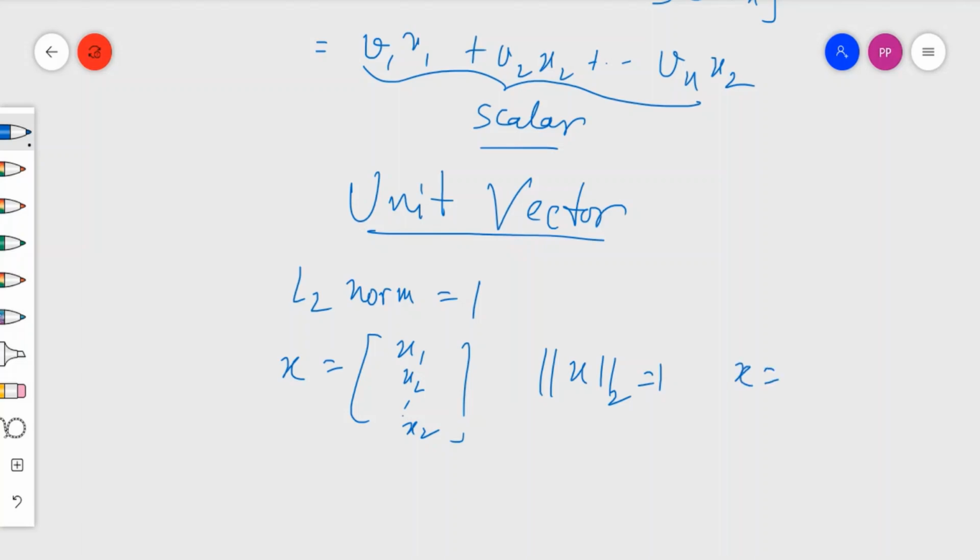So let us consider an example of a 3 element vector: 0.6, 0.8, 0. Its L2 norm for x is the root of 0.6 square plus 0.8 square plus 0 square. This is equal to 1. So this vector x is a unit vector.